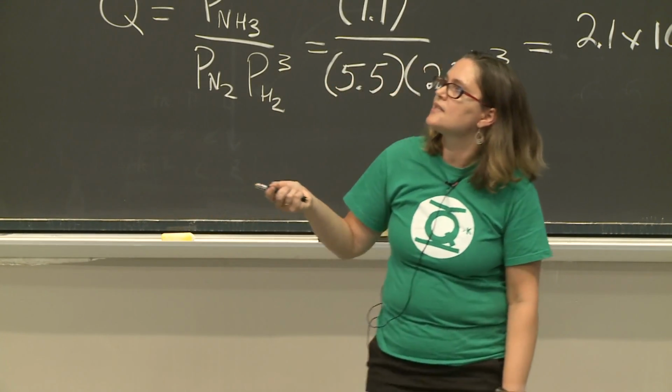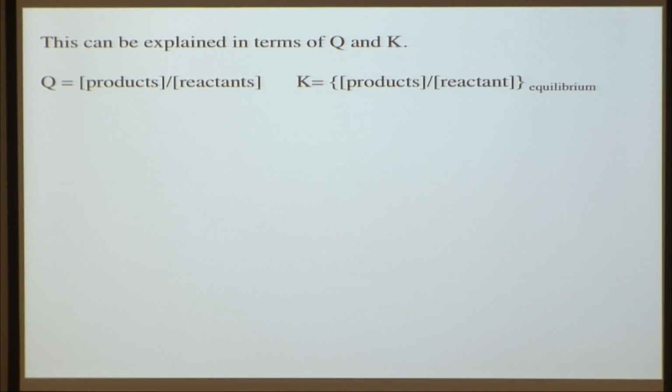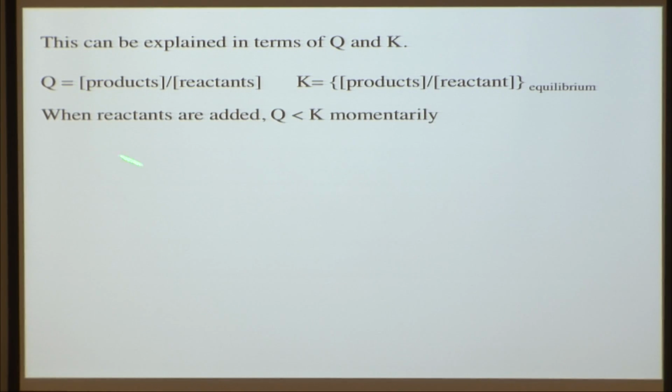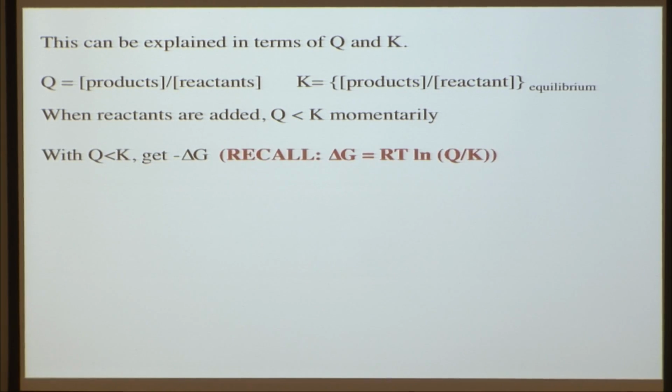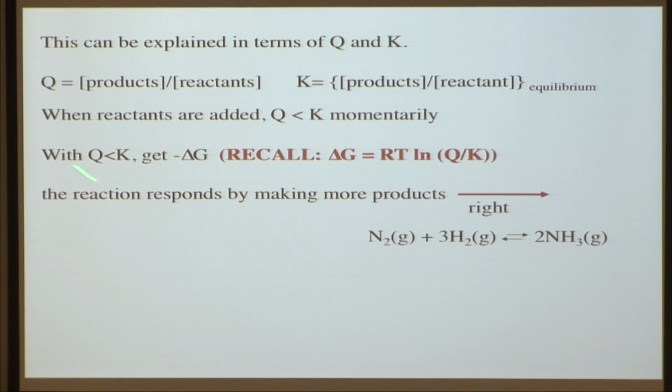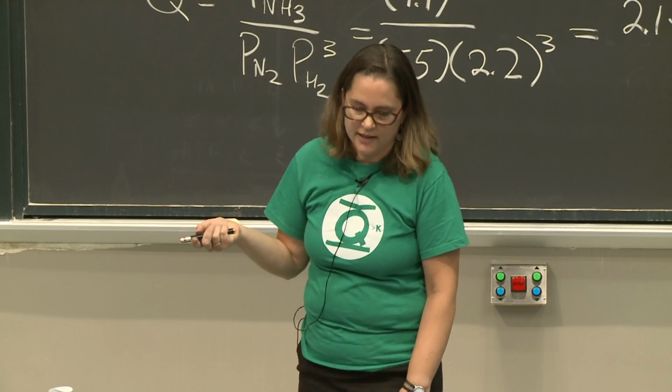Now we can think about this in terms of Q and K again. So when you have reactants added, then Q is going to fall below K momentarily. And so that means if you think about our equation over here, recall this important equation, with Q less than K, you get a negative delta G, and that's going to be spontaneous toward the right, toward products. So again, you respond by making more products. You shift to the right.